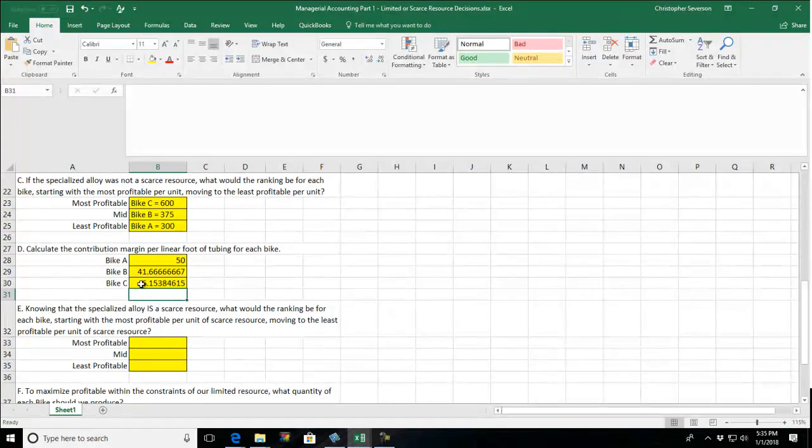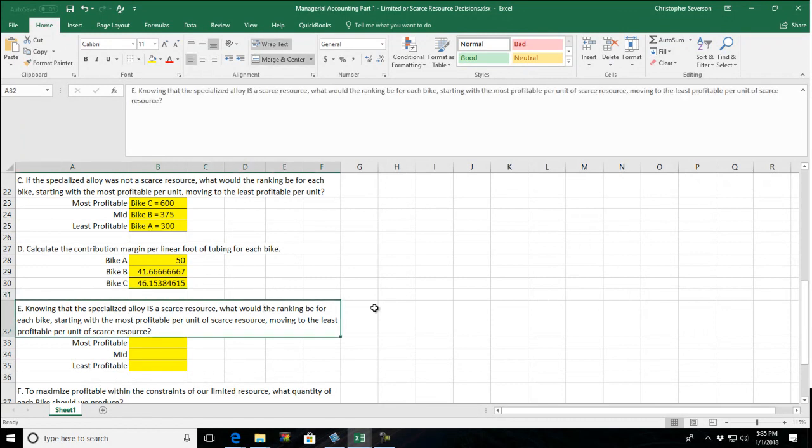Now this is $46 and about 15 cents. So now this takes us to E, where we say, now that we know that the alloy is a scarce resource, how would we rank each bike, starting with the most profitable, moving to the least profitable?